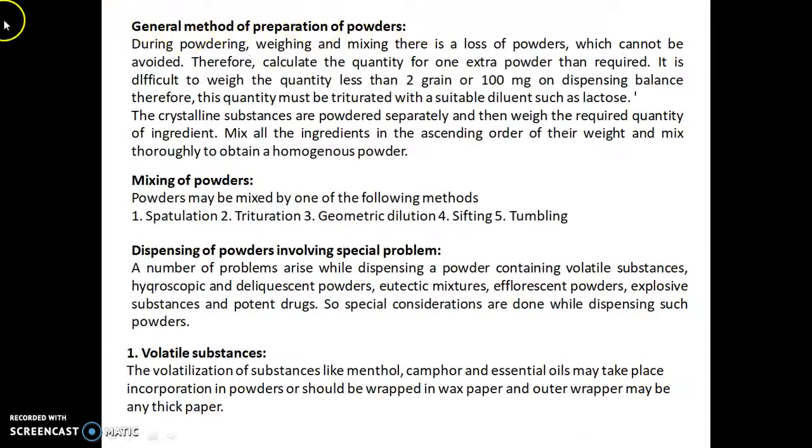General method of preparation of powders. During the powdering, weighing and mixing, there is a loss of powder which cannot be avoided. Therefore, calculate the quantity for one extra powder than required. It is difficult to weigh a quantity less than 2 grain or 100 milligram. As we know, 1 grain is equal to 60 milligram. On a dispensing balance, therefore, this quantity must be triturated with a suitable diluent such as lactose. The crystalline substances are powdered separately and then the required quantity of ingredient is weighed. Mix all the ingredients in ascending order of their weight and mix thoroughly to obtain a homogeneous powder.